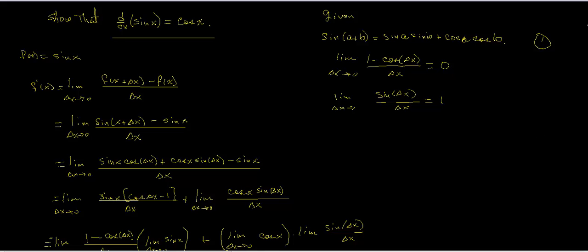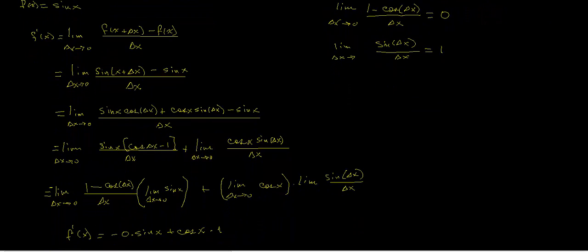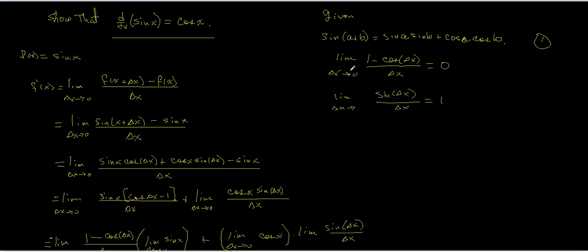And then we break our fraction here into two separate fractions. Namely, we can break up the sine of x times the cosine of delta x minus 1 over delta x plus cosine of x sine of delta x over delta x. And the reason we do that is because we have to use these theorems that we have here.